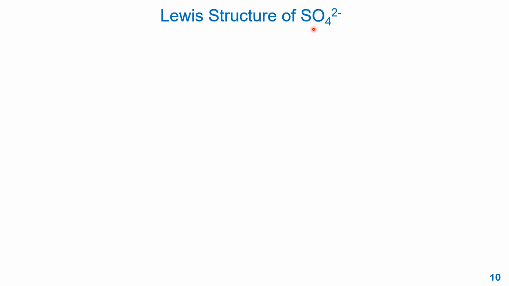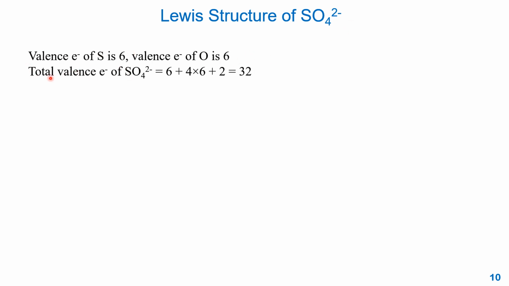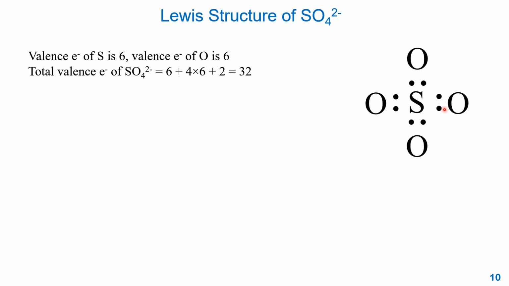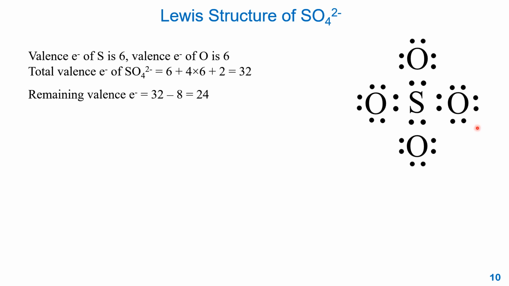And the last example is sulfate. Sulfate has 2 negative charges. So when you calculate the total valence electrons number, that's 6 for sulfur. Oxygen also has 6 valence electrons, but you have 4 oxygens. Plus 2, this is very important. So 32 is the total available valence electrons number. The central atom is sulfur, with 4 oxygens surrounding. Single bonds between them, 1, 2, 3, 4. You use 8 electrons. So 24 electrons are left. So that goes to the 4 oxygens. Each oxygen needs 6 more, so perfect. So that's all the electrons.